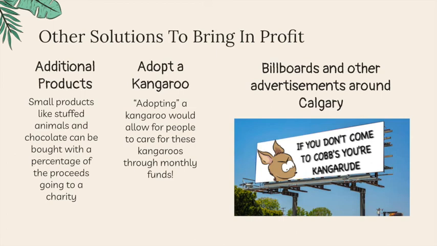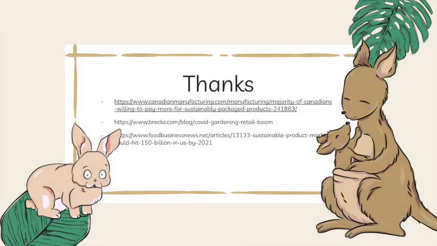Secondly, we have a concept of adopting a kangaroo, which isn't actually adopting, but essentially these people are giving monthly funds for these kangaroos, so they are quote unquote adopting a kangaroo. And lastly, we can set up more billboards and advertisements around Calgary so that more people are more aware of our garden center and they are more likely to go to our garden center.